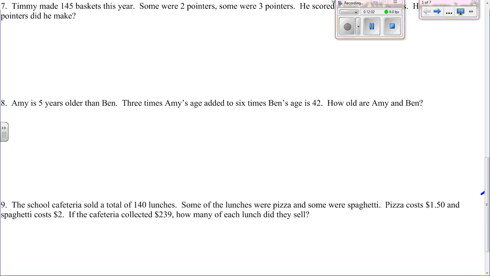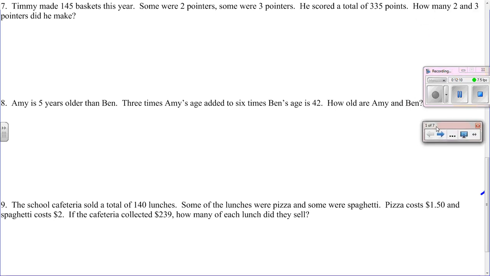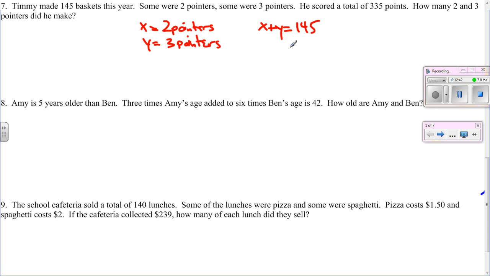Timmy made 145 baskets this year. Scored a total of 335 points. How many 2 and 3 pointers did he make? So you say x equals 2 pointers, y equals 3 pointers. So if you made 145 baskets, that would be x plus y equals 145. No free throws in this game. All right, then 2 pointers are x's, so that would be 2x plus 3y equals 335.